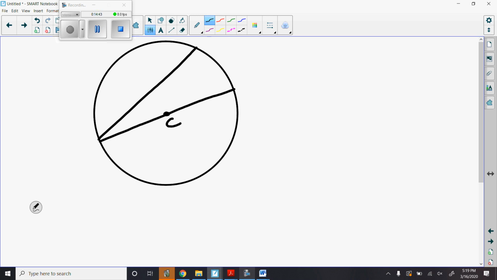C is the center. Okay. Here's what I'm going to give you. I'm going to give you that this is 140 degrees. I'm giving you a bend. And I want you to find the measure of angle DAB.